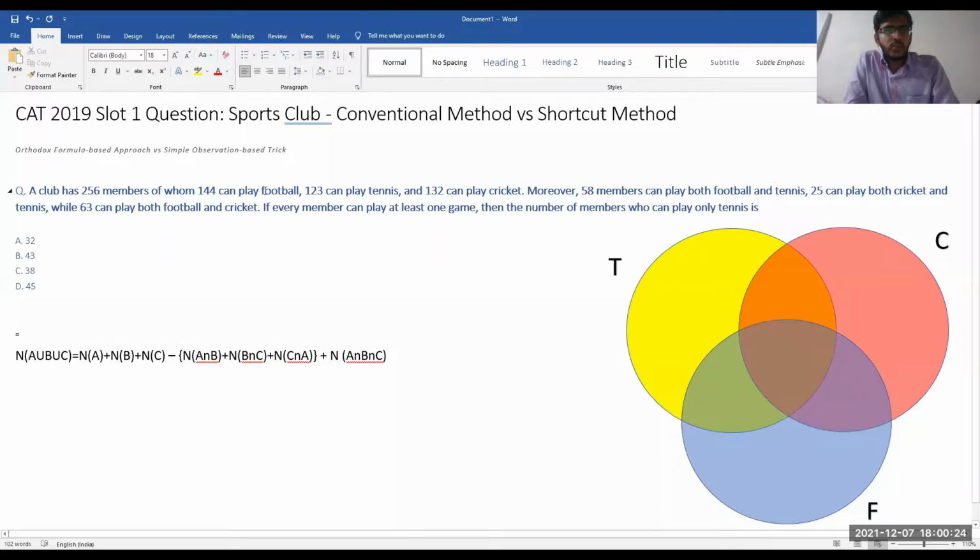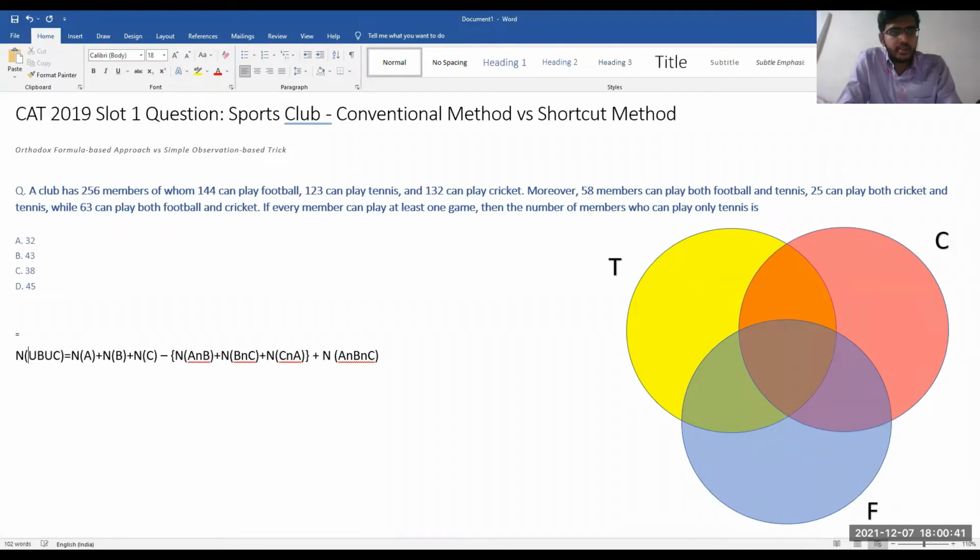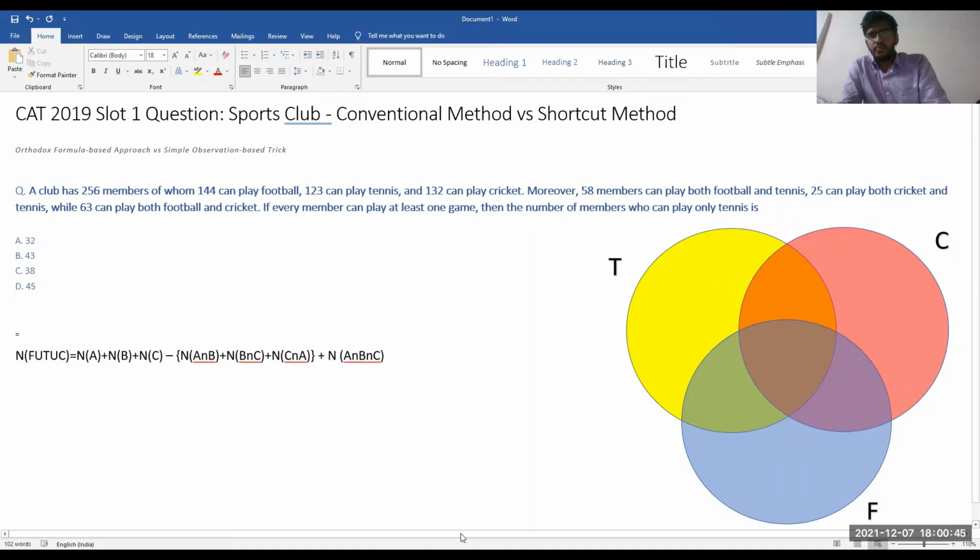So let me go in the order in which this is given. Let me go with football as A, tennis as B, and cricket as C. Okay, A, B, C. So let's go with football here, and tennis here, F, T, C. So we're going from F to T to C, clockwise direction. Okay, in that order. So F, T, C, and I make the substitutions.